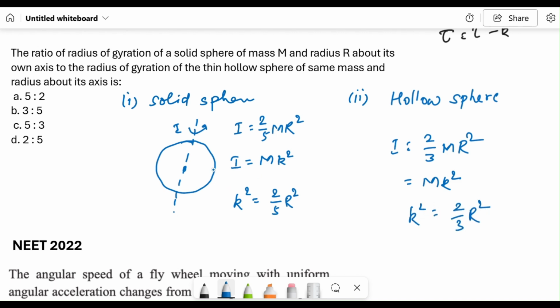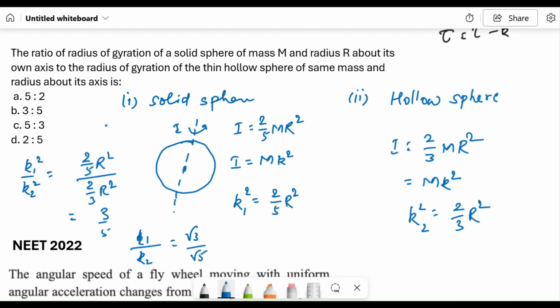Now we have to take the ratio of these two things. Let's say here 1 and here 2, means in the first case and in the second case. So k1 square by k2 square we have 2 by 5 r square divided by 2 by 3 r square, which will be 3 by 5. But mind it, here we have to find the ratio of radius of gyration, not the square of that. So k1 by k2 will be under root 3 by under root 5, which is not matching here. So there is no option provided here for this question.